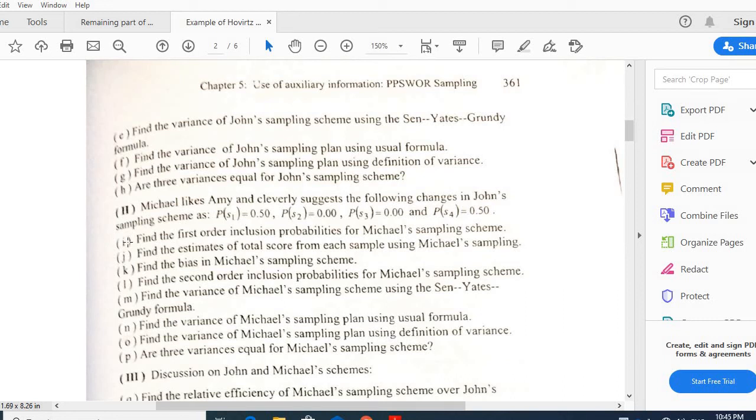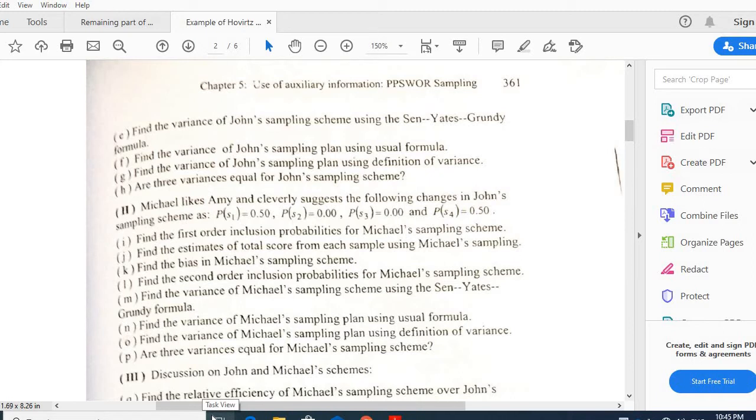Students, it is our second lecture of sampling technique of this week. Here I shared the remaining part of the example which I discussed in the first lecture of this week. The second part of the example is given here.